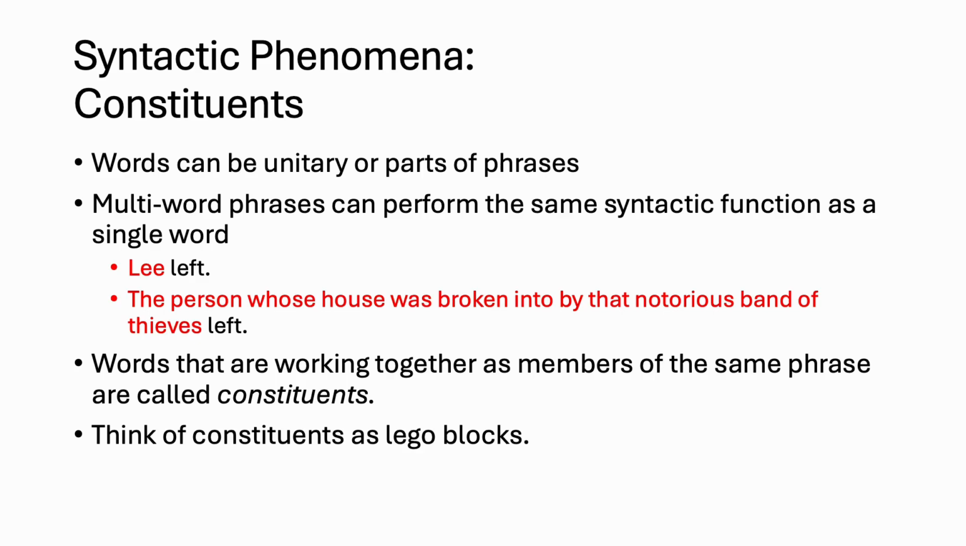Lee left. Lee is a constituent. That's the subject. It's just one word. If we say the person whose house was broken into by that notorious band of thieves left, that whole great big phrase, the person whose house was broken into by that notorious band of thieves, that's a lot of words. But that's one constituent, and it's the subject of the sentence, just like Lee is the subject of the sentence. So words that are working together as members of the same phrase are called constituents. Again, think of them as Lego blocks and think of what goes into that Lego block.